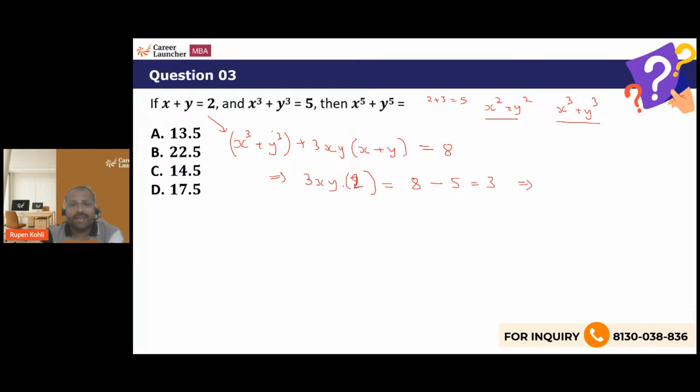So this is 6xy equals 3, or you can say x into y is 3 by 6, or half, or 0.5. So this is one value that I got. Now, how does this help me? Well, let's see. I was saying that we basically need to reach x square plus y square, isn't it? So now, again, the same first equation, on which I had first done cubing on both the sides, now I will do squaring on both the sides.